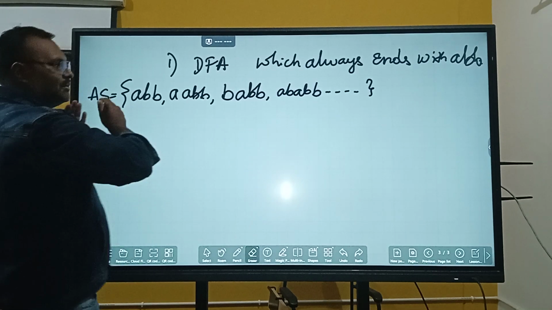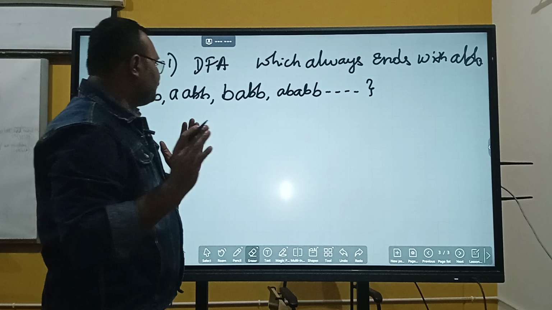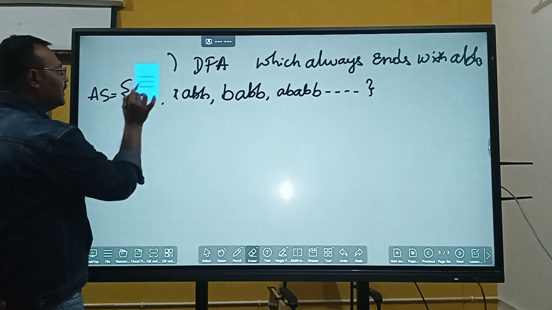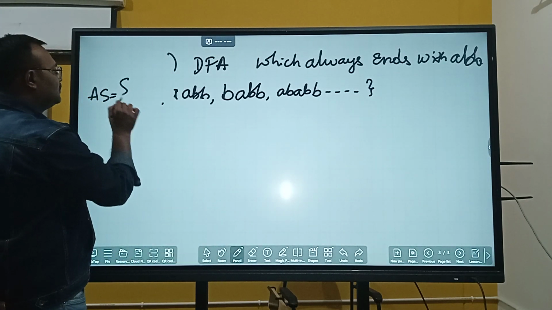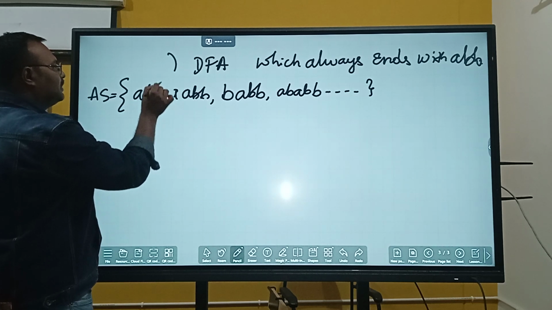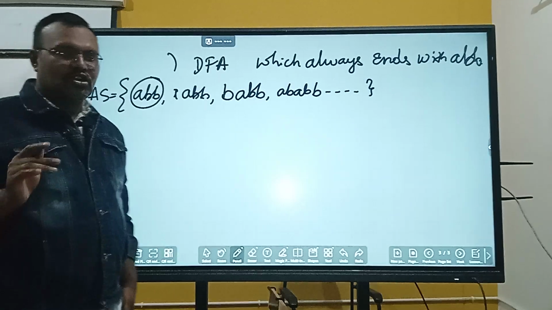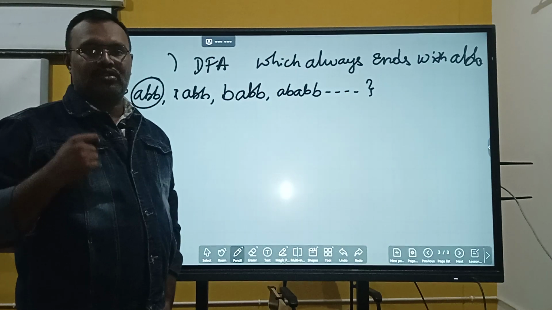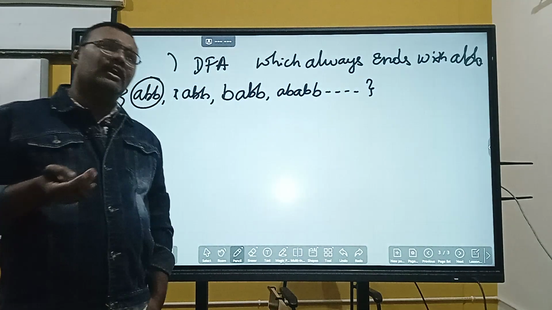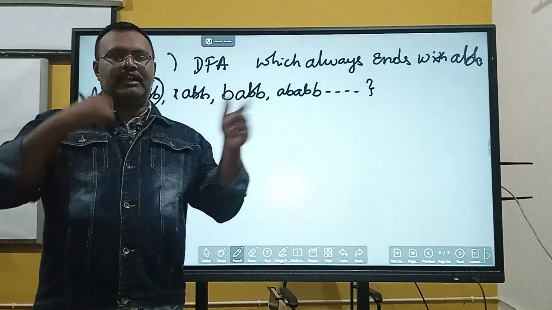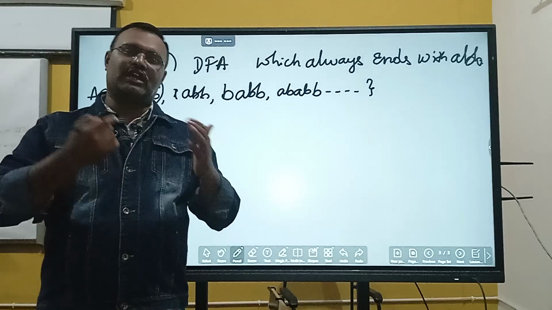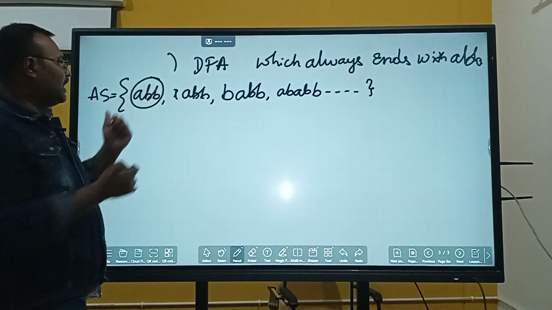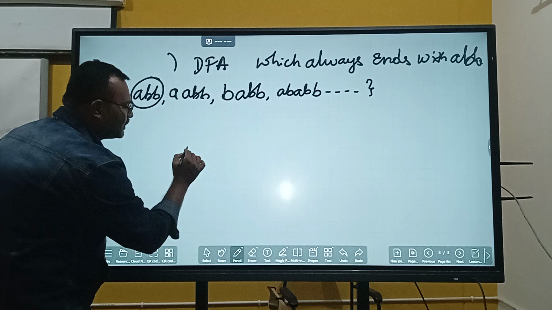In these accepted strings, you just have to think what is the minimum string that should be accepted. The minimum string is ABB. Using this minimum string, we are going to construct a skeleton DFA. What do you mean by skeleton DFA? In the last class, we discussed there will be many transitions from one state to another. But the skeleton DFA consists of accepting only the basic string, which is ABB. So for that, let us construct a DFA.